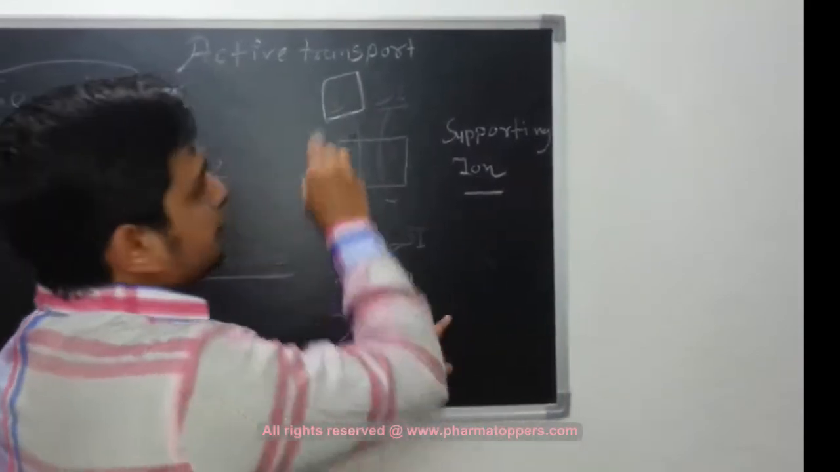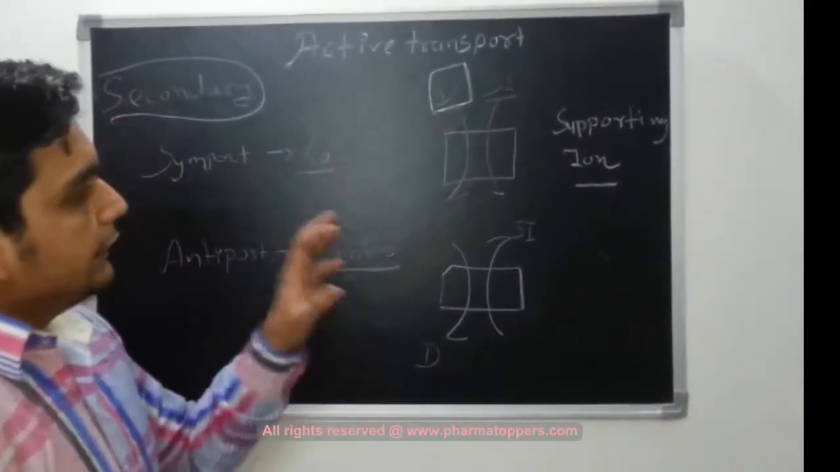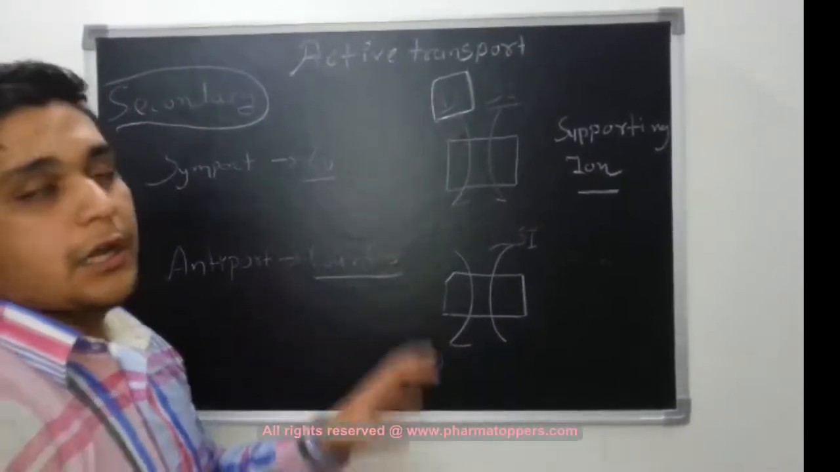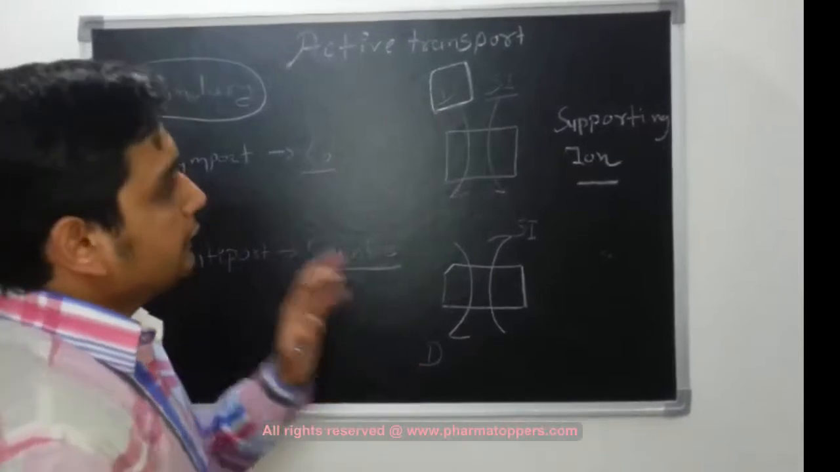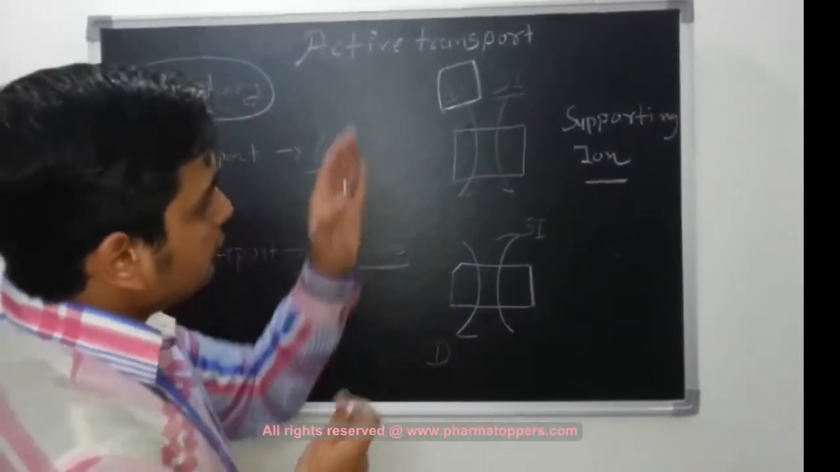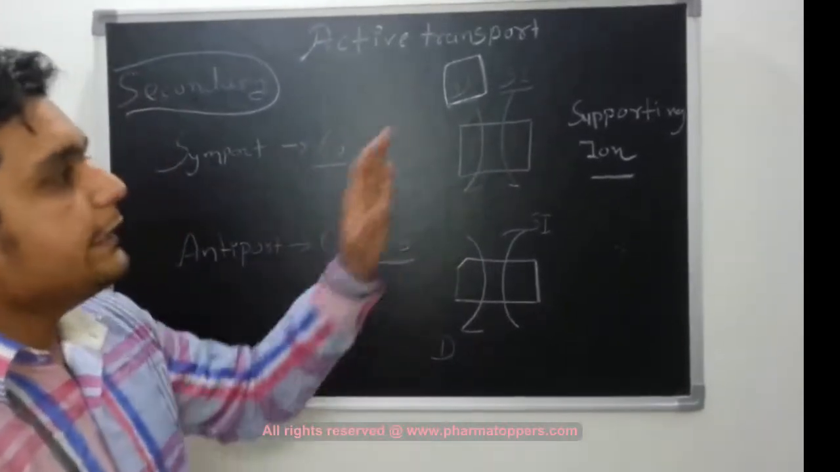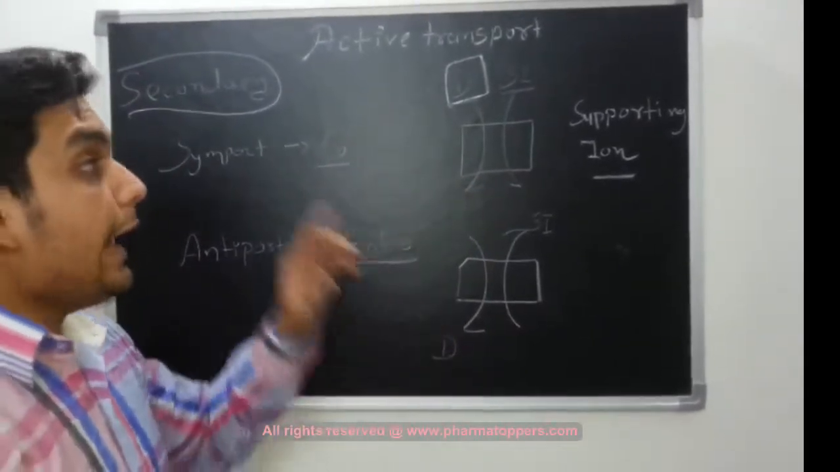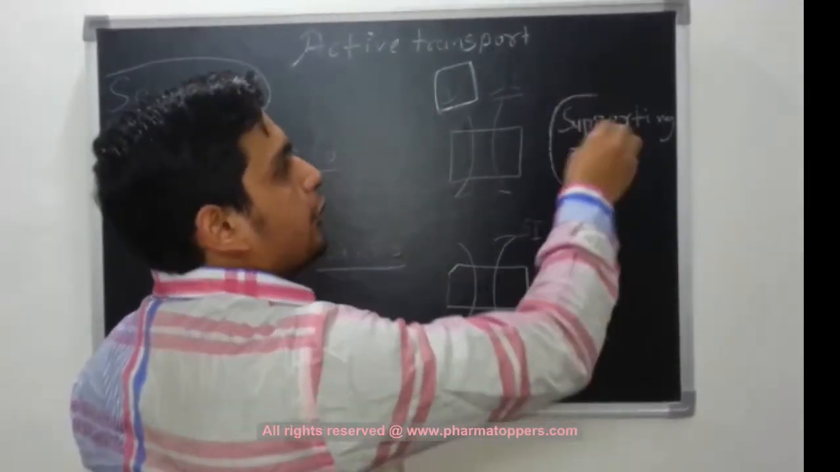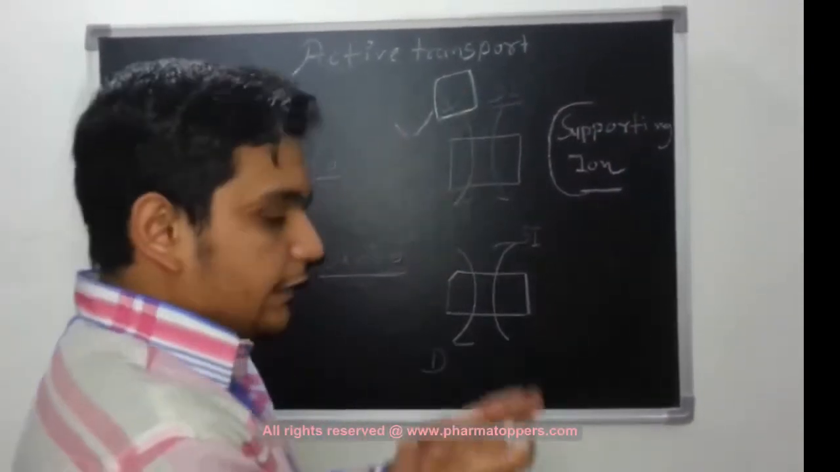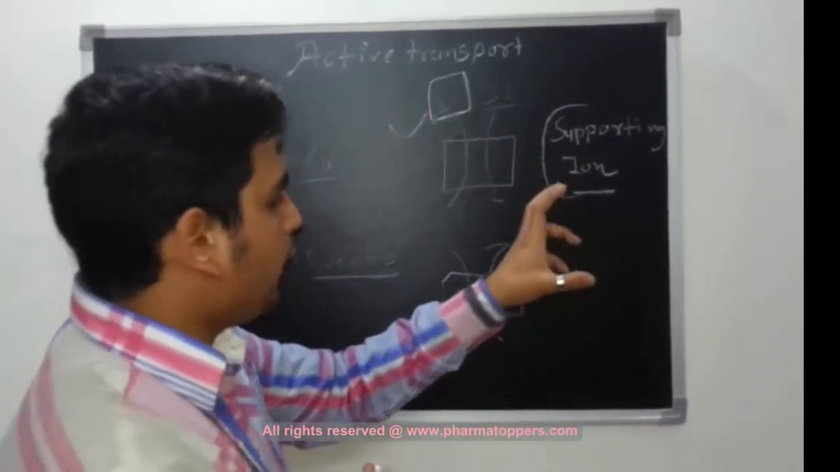Here, the drug molecule has its own concentration gradient, so there is no requirement for energy to drive the molecule across the biological membrane. But without the supporting ion, which facilitates the transport of the drug molecule, it cannot pass through. So the energy requirement is there for transporting the supporting ion, not the drug molecule. So it is an indirect energy requirement.